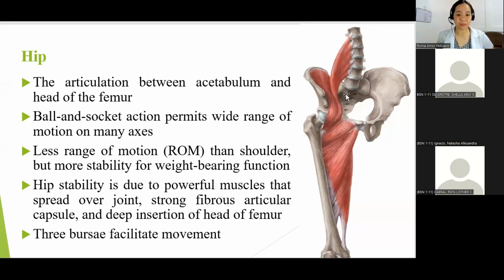Yan, ang ating hips. Hip stability is due to powerful muscles that spread over the joint. Kaya nga, di ba, meron tayong mga exercises na squatting, meron tayong mga exercises na ganyan. Strong fibrous articular capsule and deep insertion of the head of the femur. You have three bursae that facilitate movement.